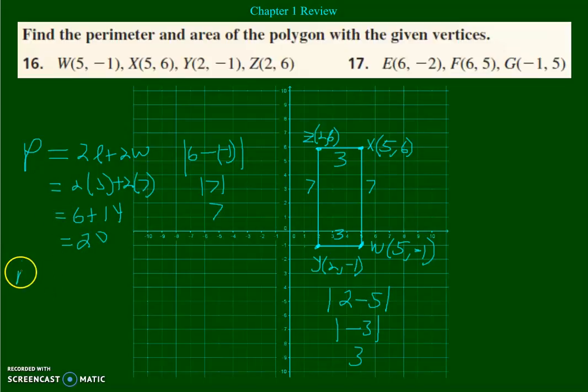And our area is simply length times width, which is 3 times 7, which is 21. And that's all there is to number 16. Now let's move on to problem 17.